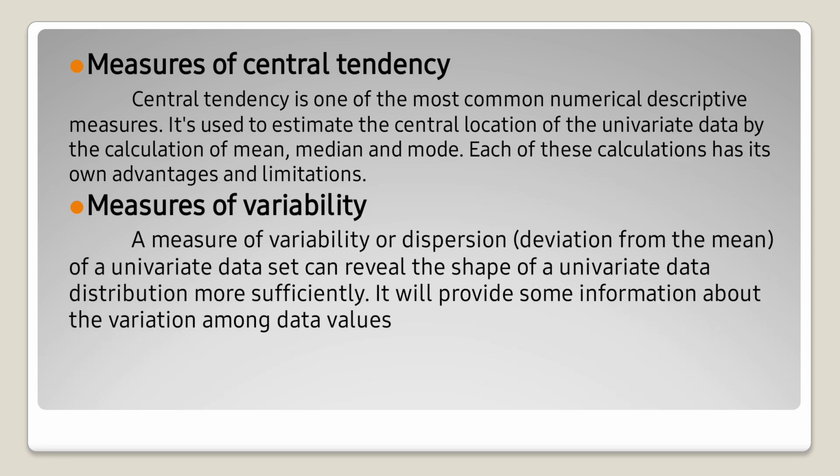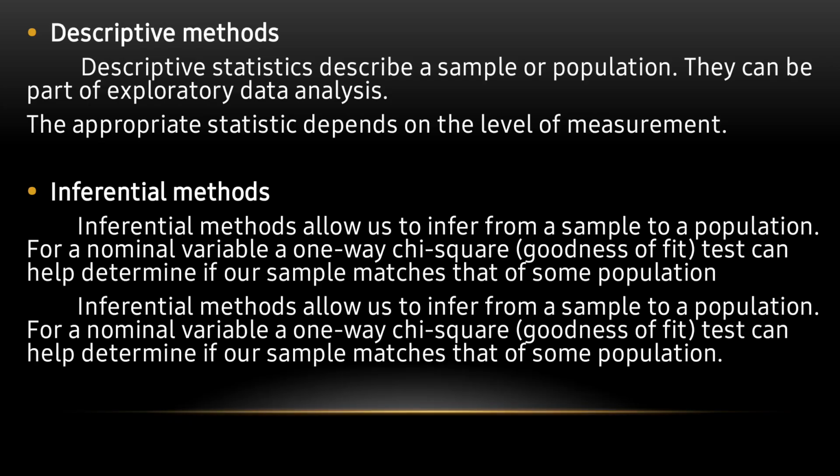Third one is measures of variability. A measure of variability or dispersion of a univariate data set can reveal the shape of the univariate data distribution more sufficiently. It will provide some information about the variation among the data values.